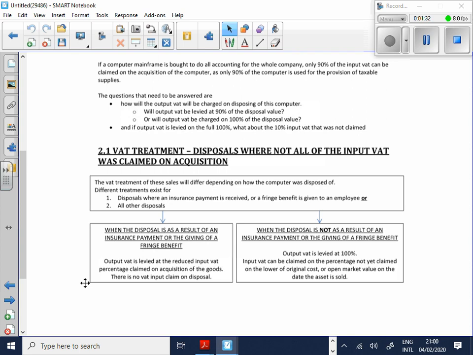Guys, it says output VAT is levied at 100%. Input VAT can be claimed on the percentage not yet claimed on the lower of original cost or open market value on the date that the asset is sold. And I know that sounds like Greek at the moment. Okay? And even for the Greek guys, it doesn't sound like Greek. I'm going to show you examples on how this works. Okay? So let's just go on to the next page.